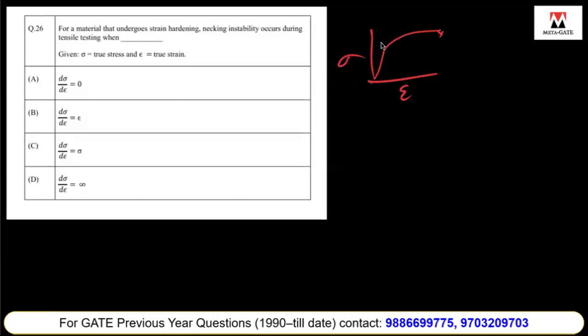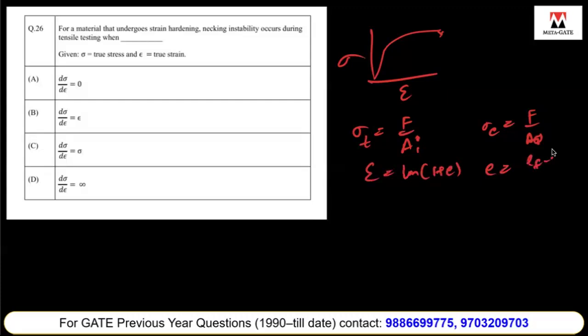So the true stress, sigma: the engineering stress is force applied by the initial area, or load applied by the initial area, but here it is force by the instantaneous area. So this is A naught and this is the instantaneous area. This is true stress. Considering the change, the true epsilon is the logarithm of 1 plus E, and the engineering strain is the change in length, final minus initial, by initial. This is the engineering strain.